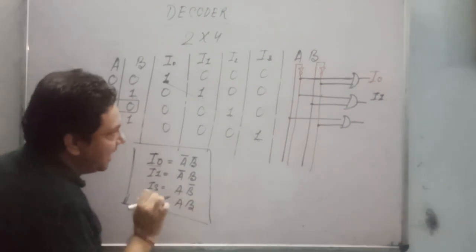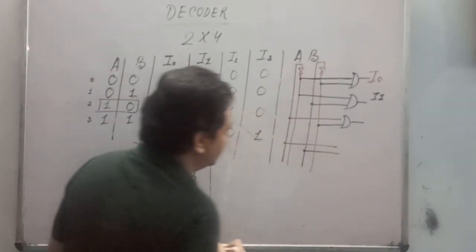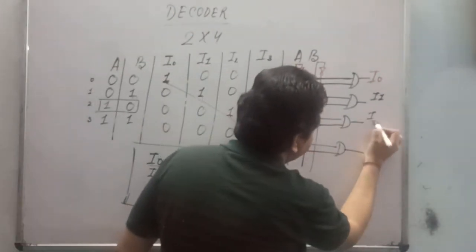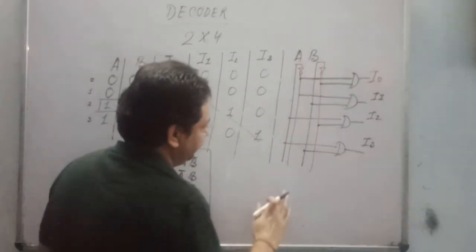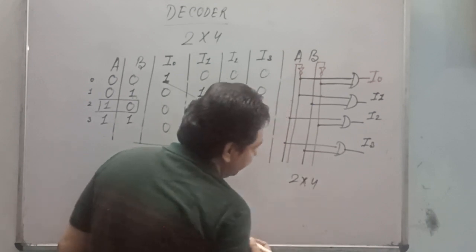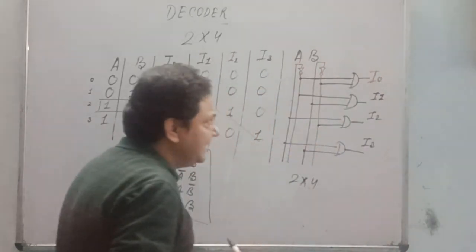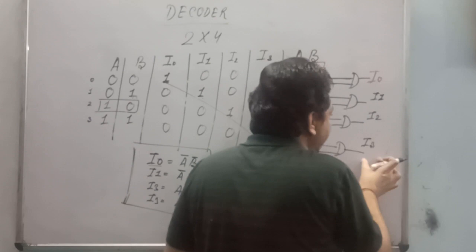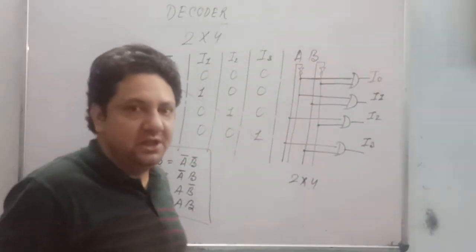AB, no bar, so I can connect both the black lines, because black line indicates the 1. Understand? One second. So this one will be the I2, and this one will be the I3. Understand? So this is the decoder of 2 into 4, means 2 input lines and the 4 output lines, we can say. At a time, only one output will be activated and the remaining must be deactivated. This is the functionality of the decoder.